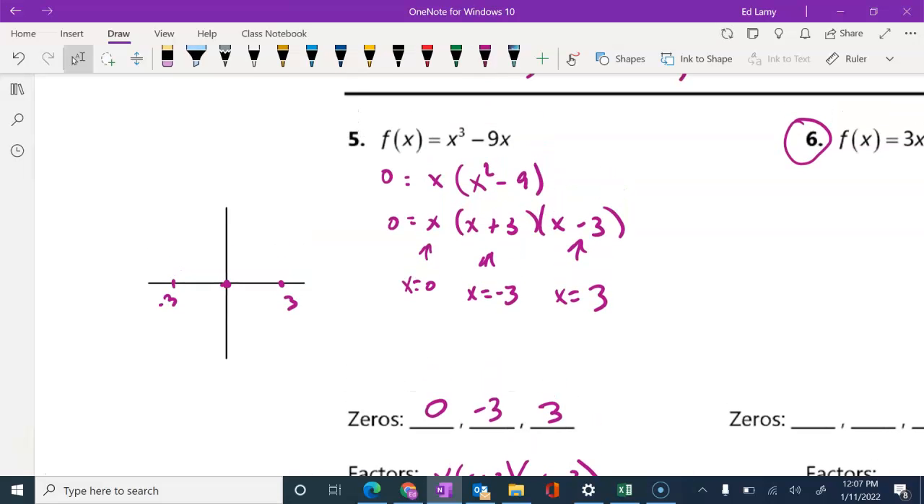This end behavior, our standard form tells us, is going to be up this way and down this way. And I've got to pass straight through those zeros. So jump over that, have a turn, come straight through, no multiplicity, straight through.